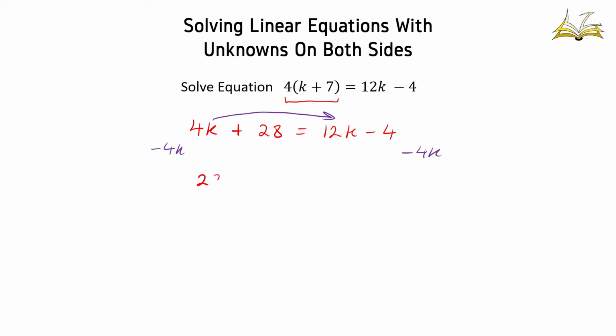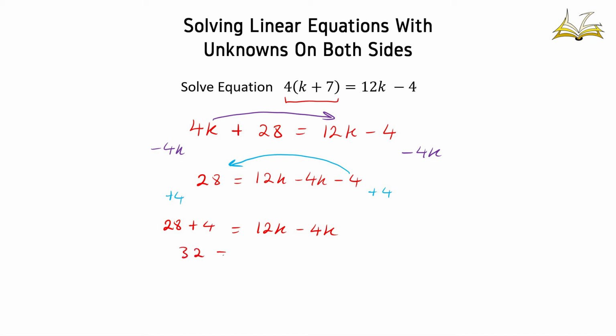That leaves us with 28 is equal to 12k - 4k - 4. Now I'll move the minus 4 over to the left, because we want to group all our numbers on one side as well, like we have been doing. The opposite of minus 4 is plus 4, so we're going to add 4 either side. We now have 28 + 4 is equal to 12k - 4k. 28 + 4 is 32, and 12k - 4k is 8k.